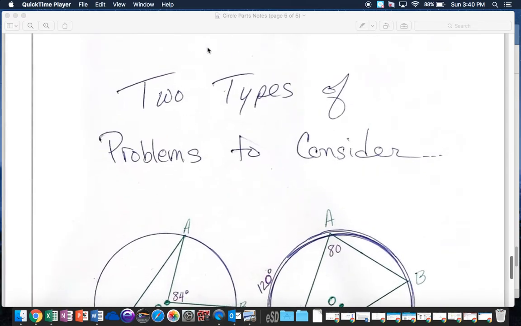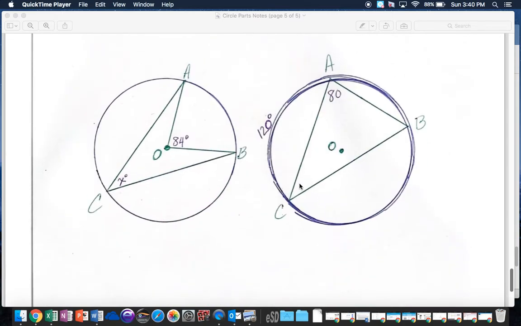This is my little additional sheet. 2 types of problems to consider. This is going to be on your Castle Learning assignment. This picture is common. Angle C here, ACB or BCA, any of those 3 names. On the circle, on the circle, on the circle. Chord, chord. This X is an inscribed angle. This angle C. Oh, wait a second. Radius, radius. Those 2 radii make a central angle. So I got a central angle and an inscribed angle.